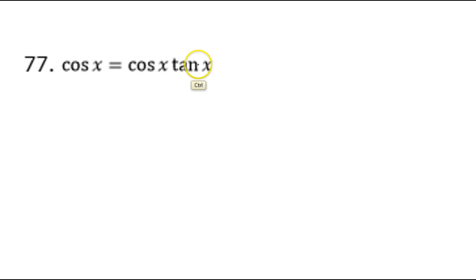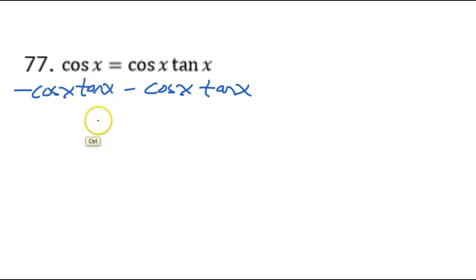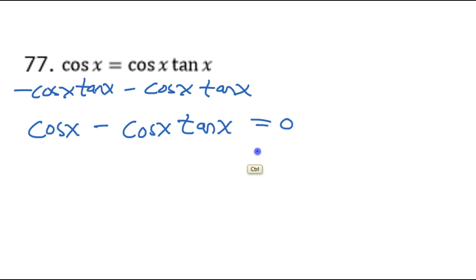Instead, you need to get everything on one side of the equation by subtracting. So, for example, I could subtract cosine x tangent x from both sides. I'm trying to decide which way I want to do it. I guess it doesn't really matter. I could subtract cosine x tangent x from both sides. Okay, so that would give me the original cosine x that's right there minus the cosine x tangent x that I just subtracted. And this will be equal to 0.